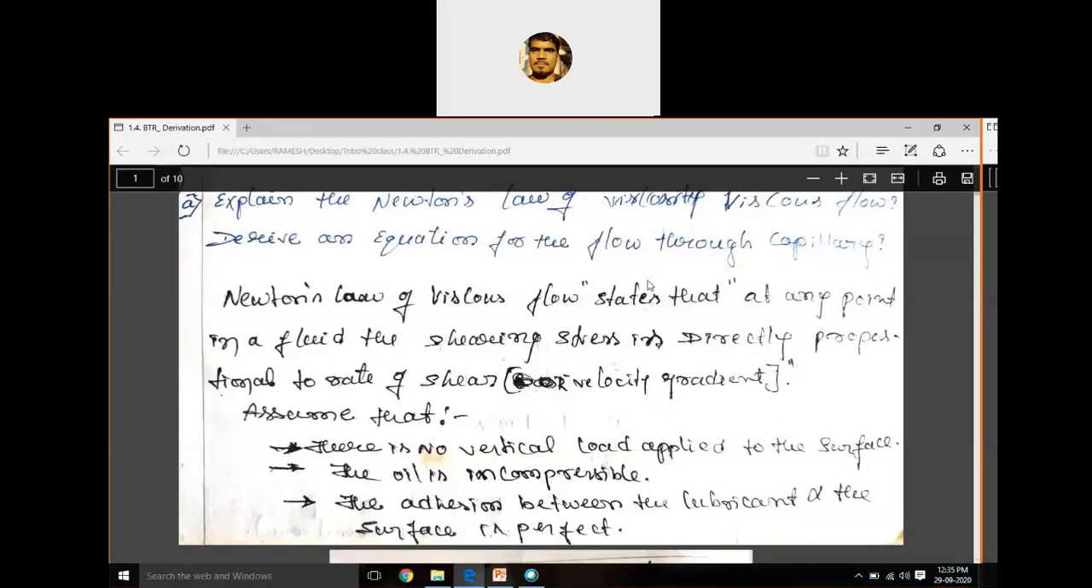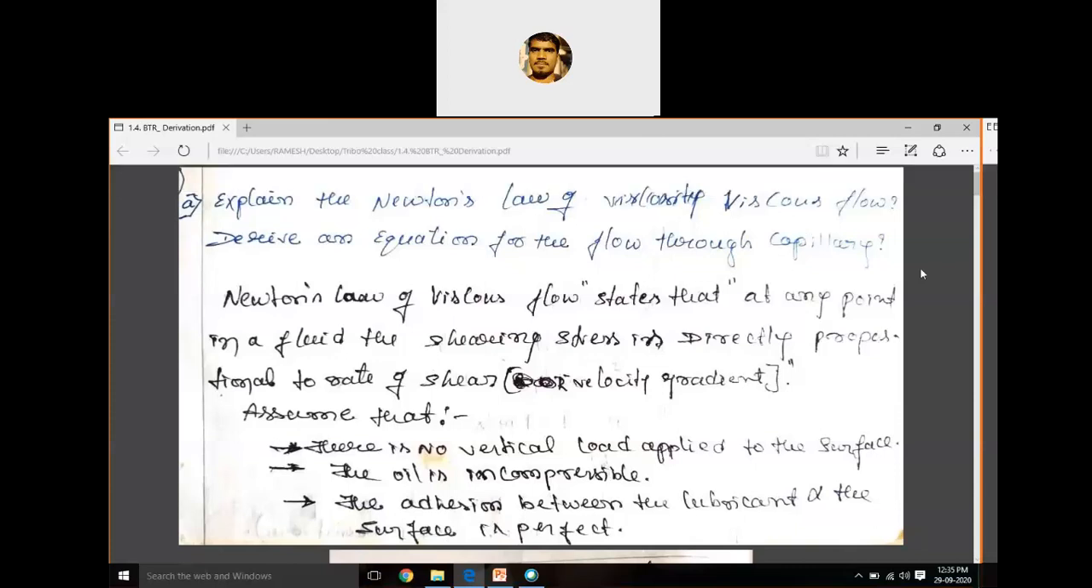Today we are going to discuss Newton's law of viscosity. If a fluid follows this law, then the fluid is called a Newtonian fluid. If any fluid follows Newton's law of viscosity, then that fluid is called a Newtonian fluid.